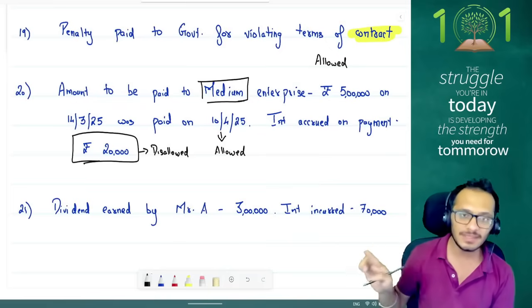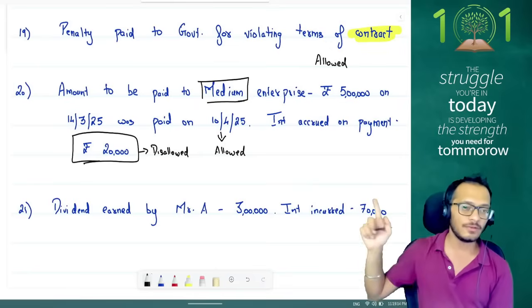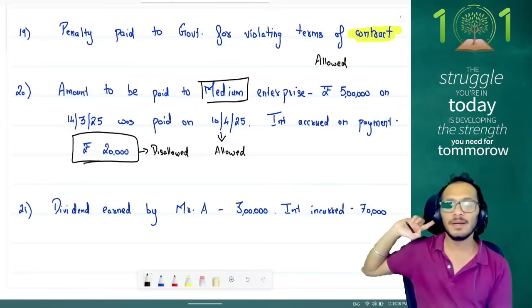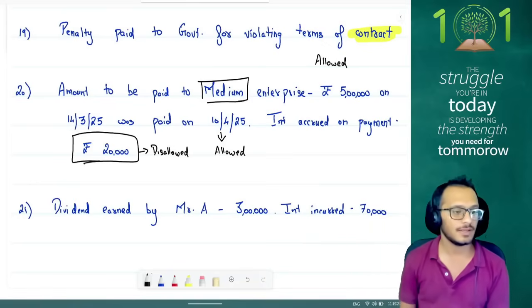When it comes to payments, it is micro and small enterprise. But when it comes to interest, it is all the three. So therefore, because it was a medium enterprise, payment got allowed even though it was delayed, but interest got disallowed because that is not permitted.